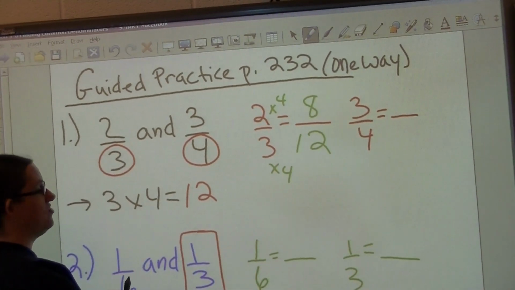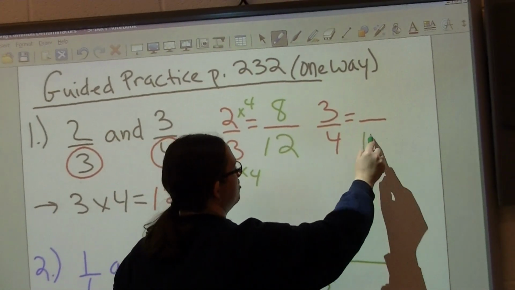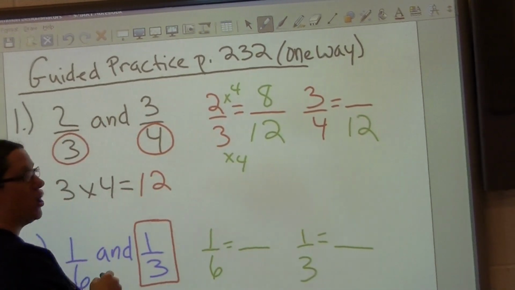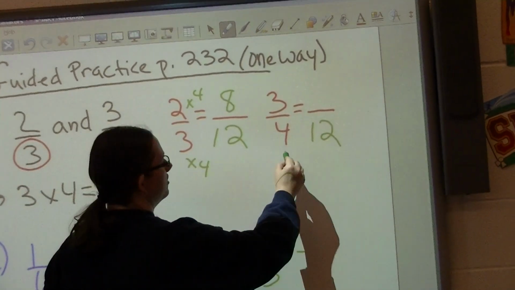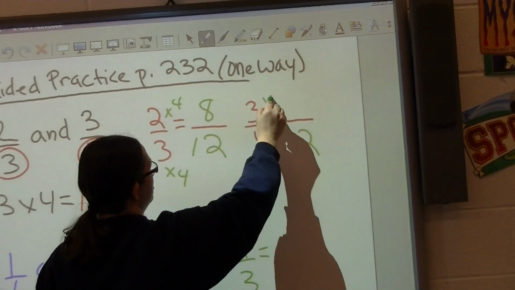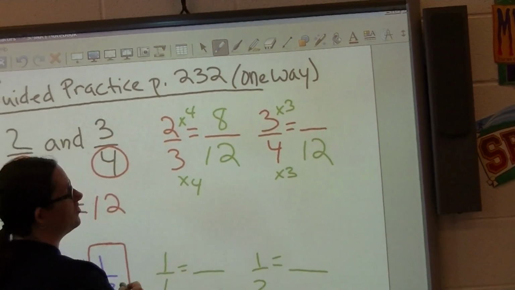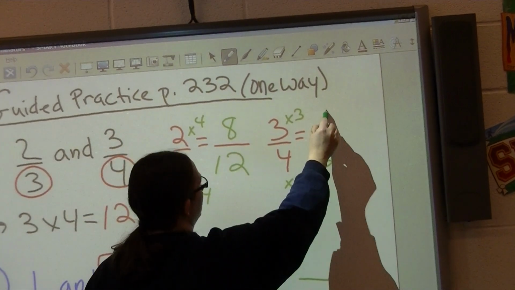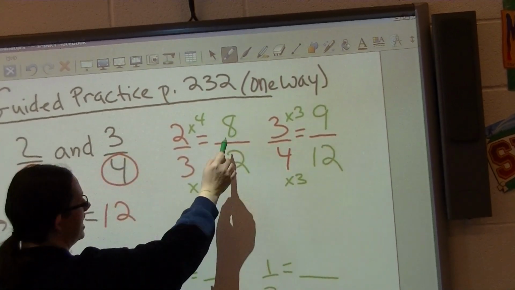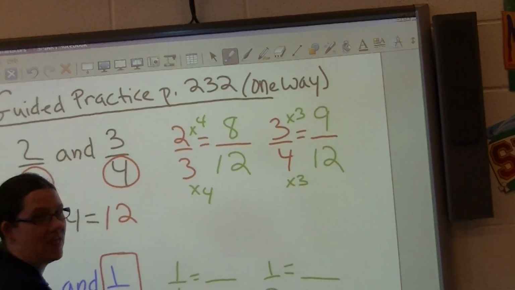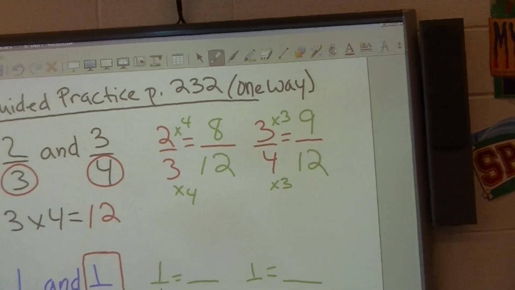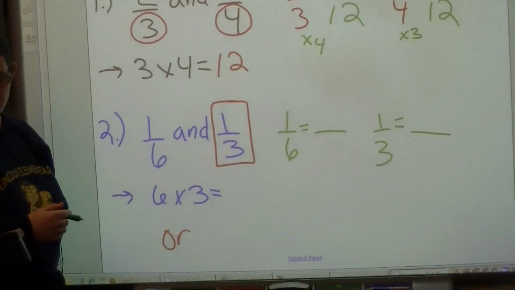Now I need to do the same thing with 3/4 and give it a denominator of 12. 4 times what gives me 12? 3. Good. So then I do the same to the top to get my equivalent fraction. What's 3 times 3? 9. Good. Now, my fractions now are 8/12 and 9/12, and they have the same denominator. All right, good job. Let's look at our next one.